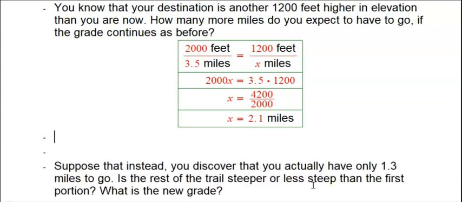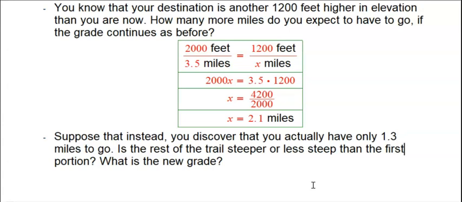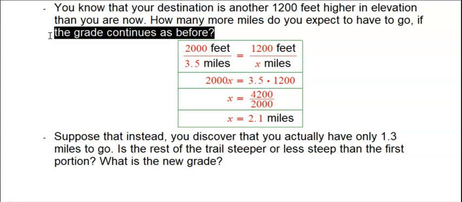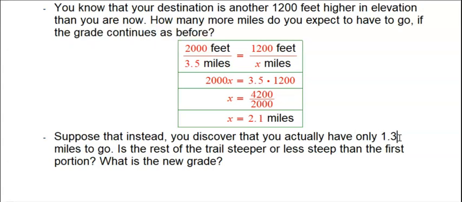Let's just do one more variation on that. Okay. Now I actually look at the trail. I look at the map and I say, oh, it's not 2.1 miles. Okay, that means this prediction, which was based on the assumption that the grade continues as before, that's not true, because then it would be 2.1. It's only 1.3 miles. The question is, two questions. Is the rest of the trail steeper or less steep than the first portion? And then the next question is, well, what is the new grade? What is this percentage number? I mean, we can go back and compare to that 20%, which is supposed to be kind of a scary steep trail.